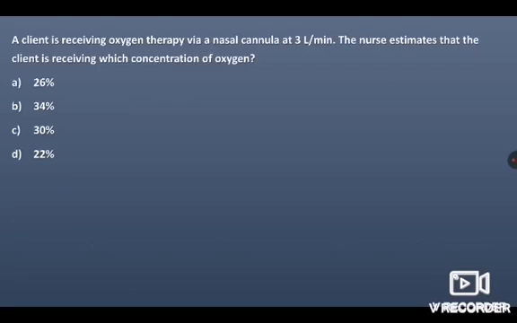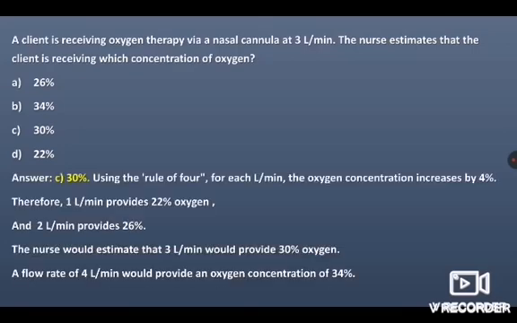The client is receiving oxygen therapy via a nasal cannula at 3 liters per minute. The nurse estimates that the client is receiving which concentration of oxygen: 26%, 34%, 30%, 22%. And the correct answer is 30%.